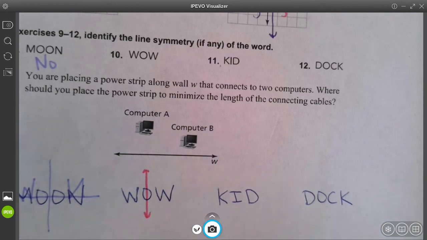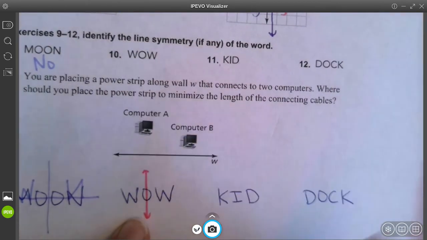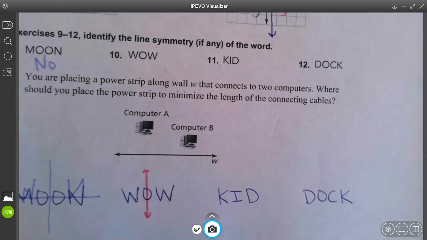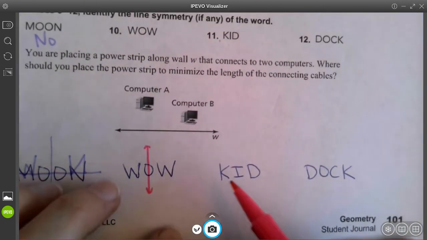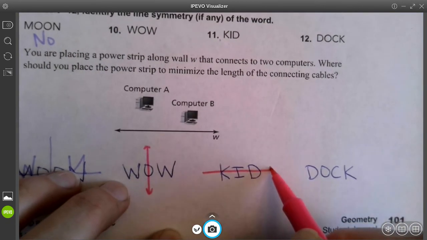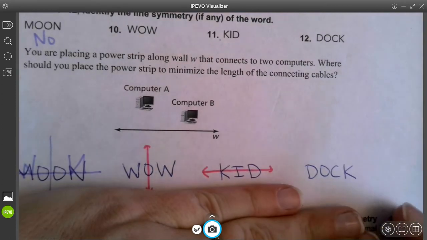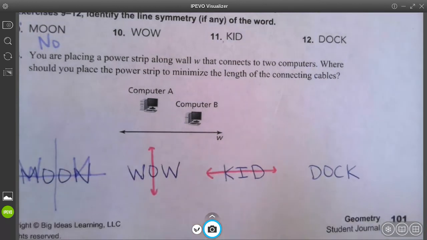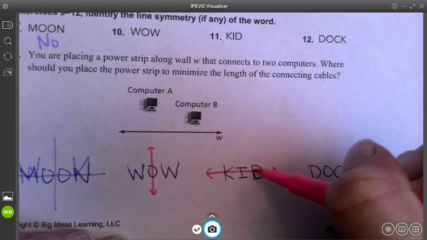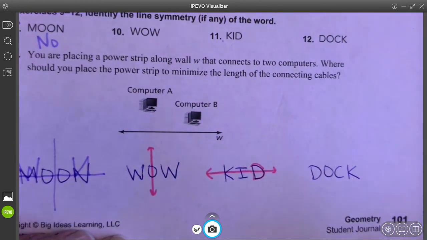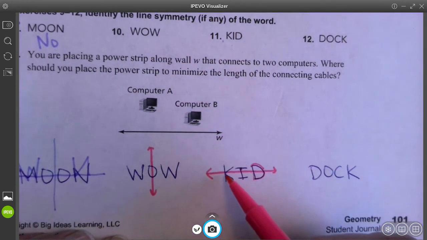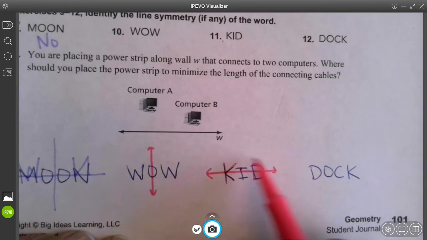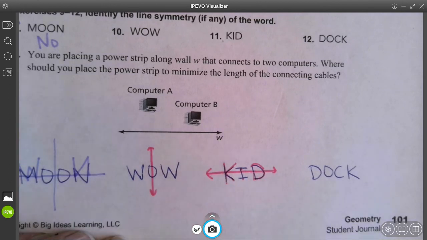For the word kid, a vertical line would not work, right? K would not fold to match up on top of D. However, if you were to fold it horizontally and fold the bottom half of these letters, they would map on top of themselves, right? This part of the D would fold on top of the top. I would map onto itself, and this portion of the K would map onto itself. So this has one line of reflection or line of symmetry that goes horizontally through the middle of the word.